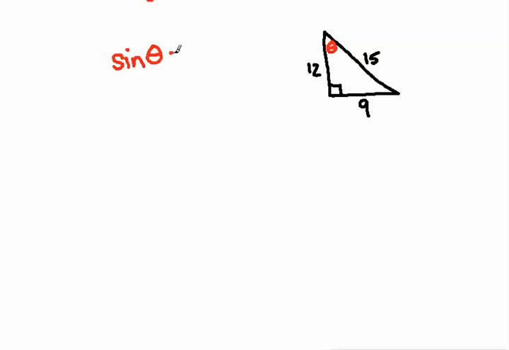So sine of theta, if you remember with our memory device, SOHCAHTOA, sine is opposite over hypotenuse. So we're going to look at sine.